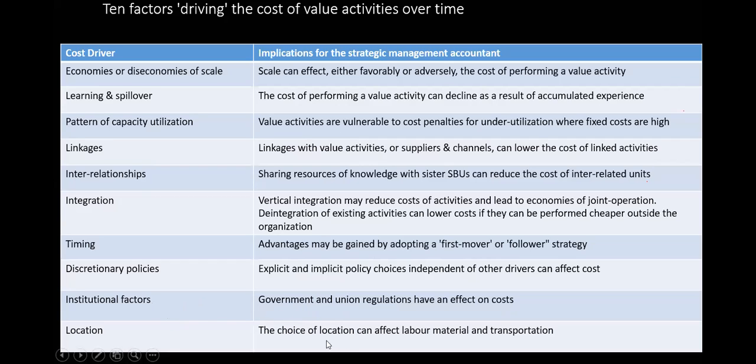There is a rule, a trade union, or the labor security requirement. Then the location also, in certain cases, may matter for cost. For example, in certain countries, labor cost is low. For example, Bangladesh, with regard to garment factories, their labor cost is lower than our cost. So location also is a cost driver.